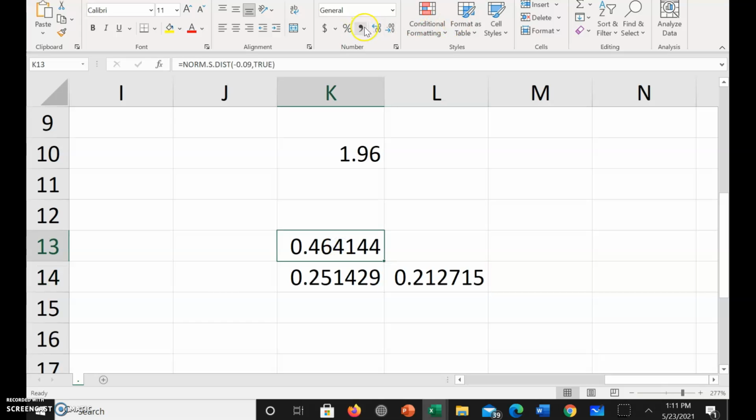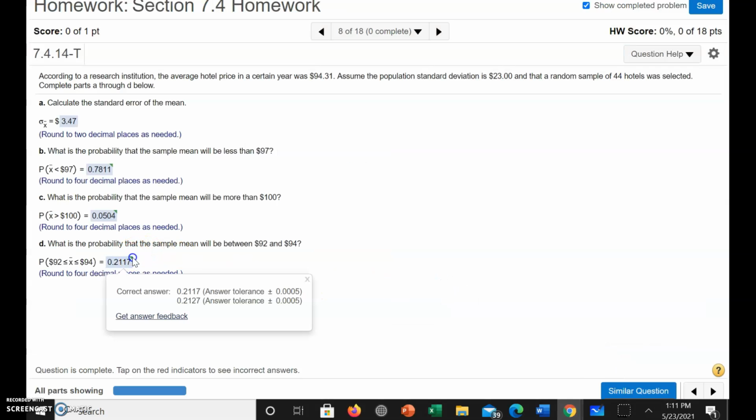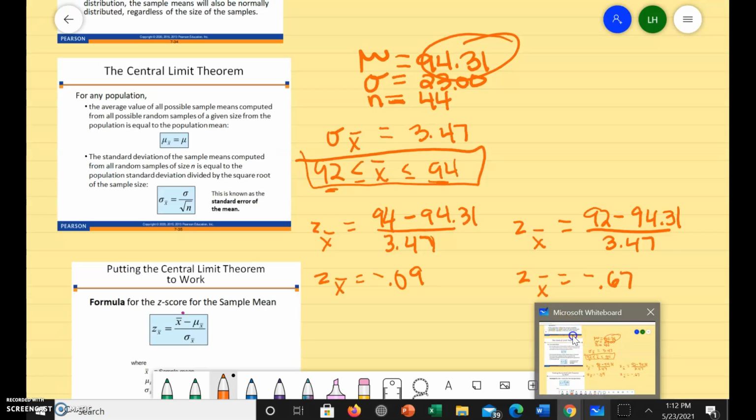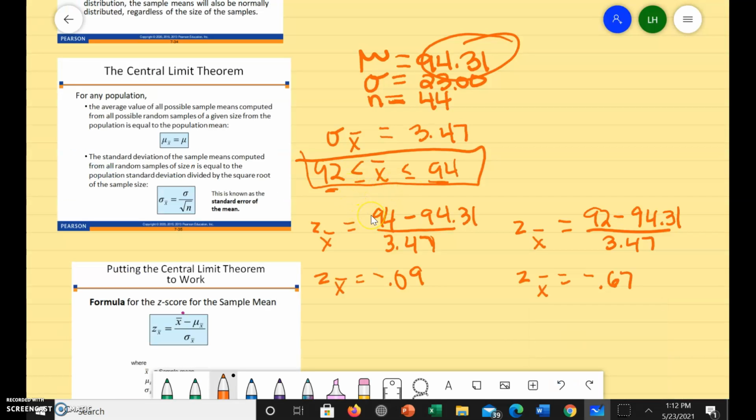It may be that they rounded here. Or it may be, okay, it will take 0.2127. So that's how you find the probability of it being in between. That's not a new concept. The new part is the way that we're calculating our z-score in this chapter. We have to do our standard error of the mean.